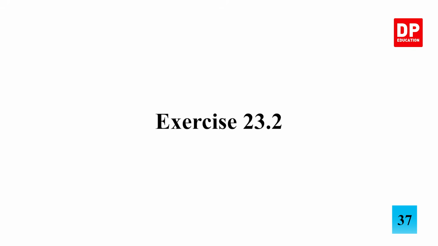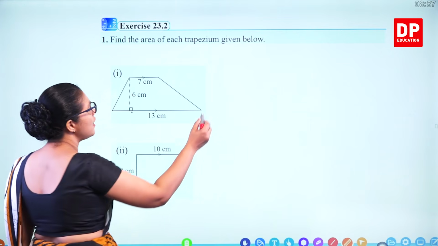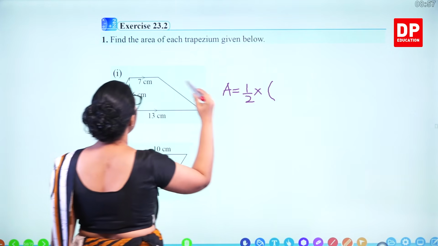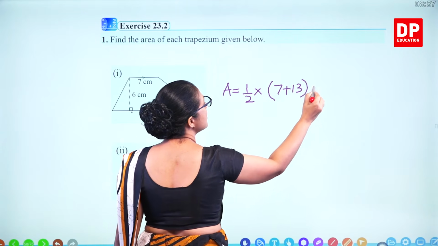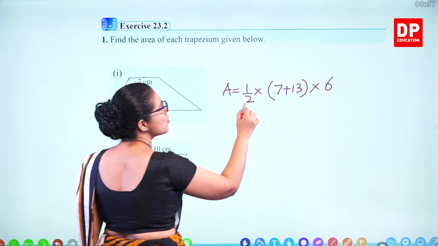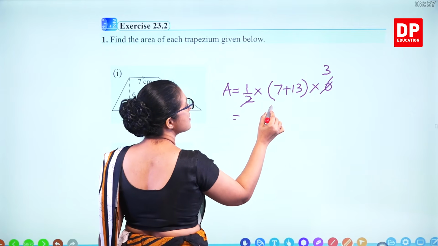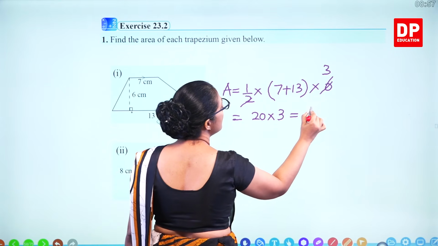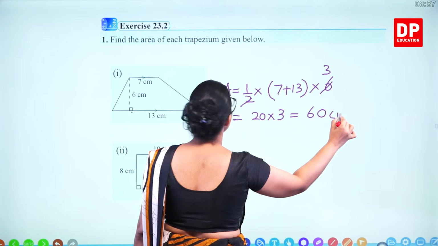Exercise 23.2. Find the area of each trapezium given below. So what's the formula for finding the area? Half and the sum of the two parallel lengths 7 and 13 into the perpendicular height, which is 6 here. Half of 6 is 3. Then 7 plus 13 is 20. 20 times 3, you get 60 square centimeters.